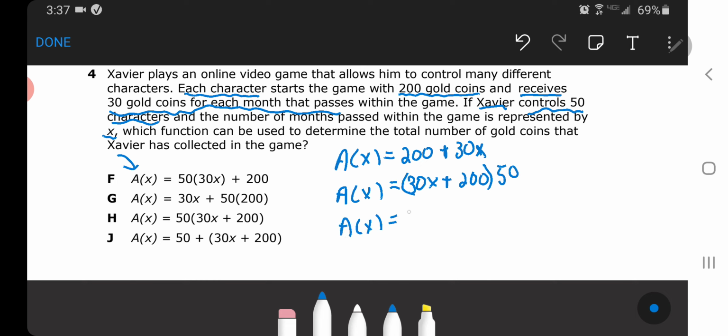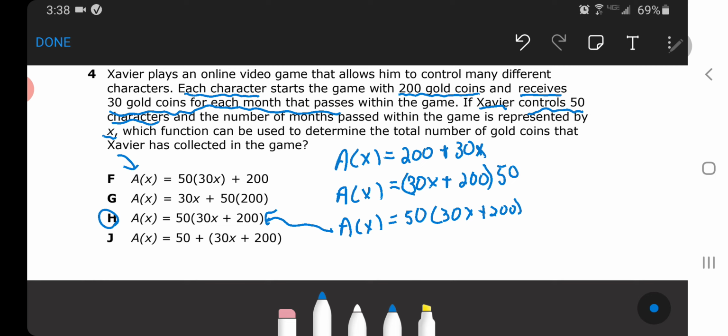So, once again, we can rewrite this as 50 times. It doesn't matter which way we multiply. Multiplication is commutative, so we'll multiply in any order. So 50 times 30x plus 200. Okay, looks like H is the correct answer choice here.